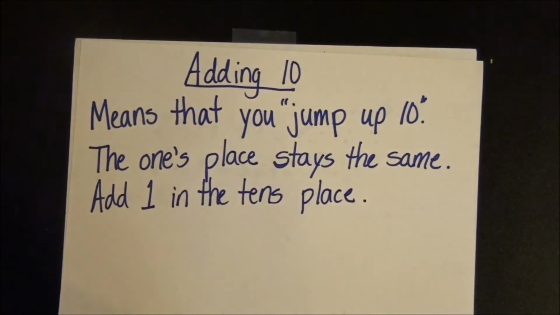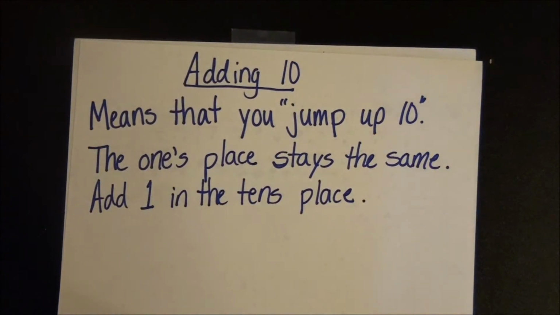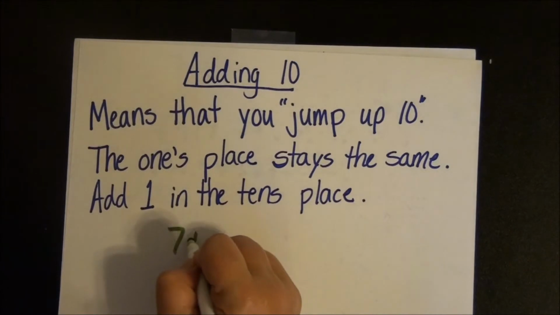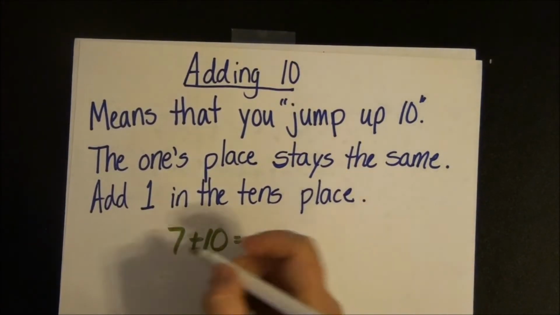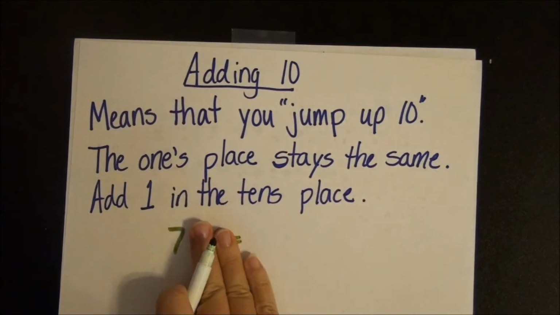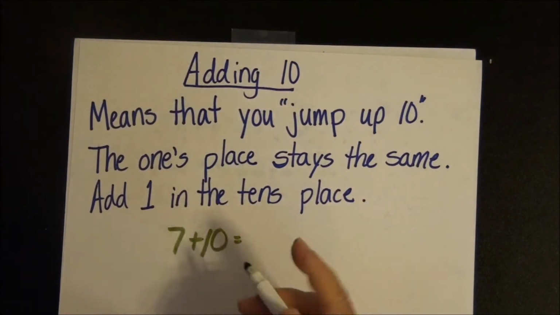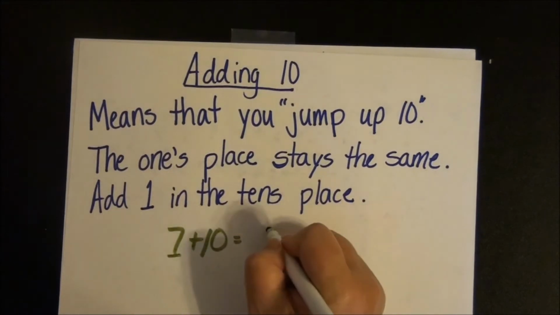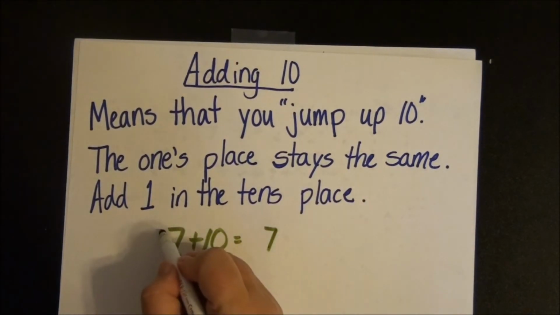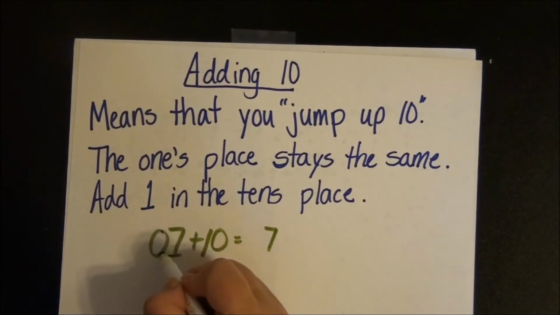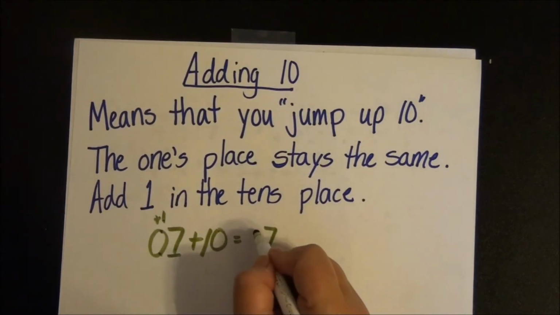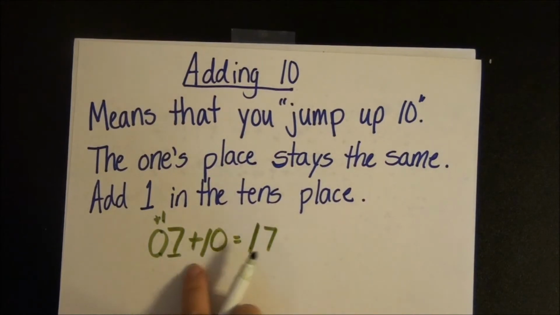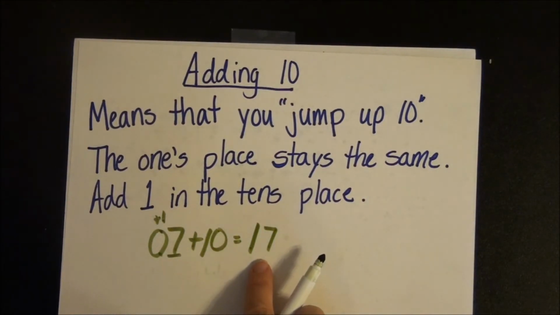So let's do a few of those without our 100 number chart. So let's do 7 plus 10. Okay, so my ones place, I'm not going to worry about the 10. That just tells me I'm jumping tens. So I'm going to keep 7 in the ones place. And remember that technically there's a 0 in the tens place. 0 plus 1 is equal to 1. So it's 17. 7 plus 10 is the same as 17.